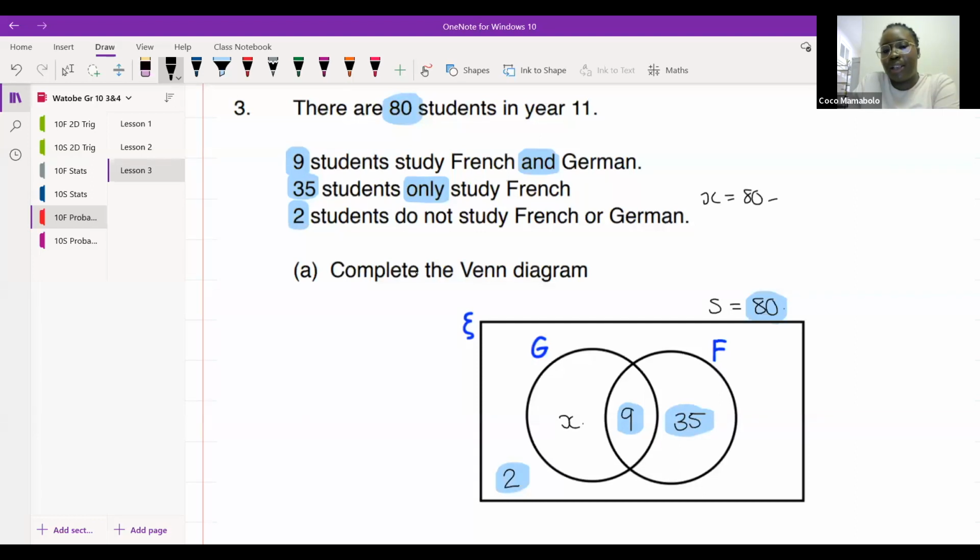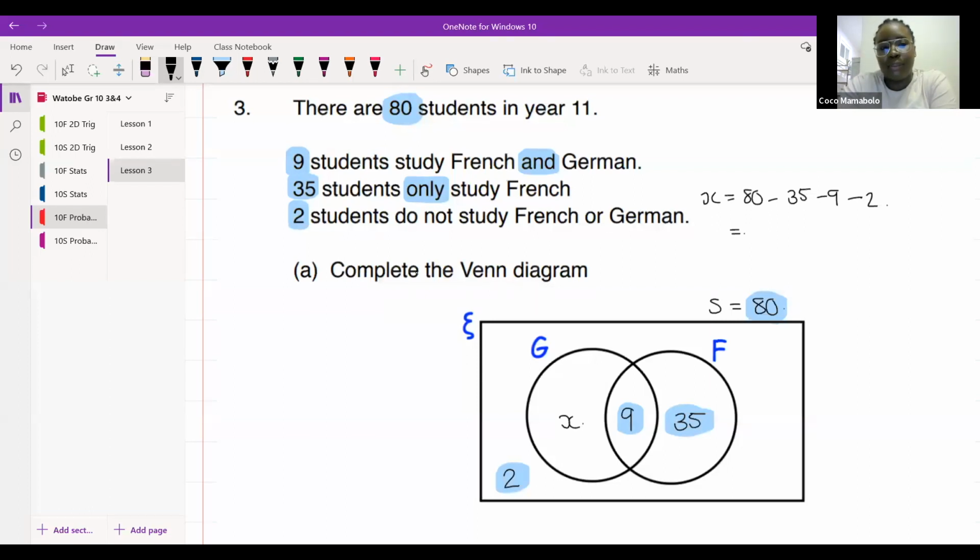Finish up for me. Minus what? Minus 35. Good. Minus 9. Beautiful. And also minus 2, I'm guessing. Yes, absolutely. Minus 2. Okay. And whatever answer we get there, that's how much we have for German. So can you do a quick calculator work for me and figure out how many students take German?